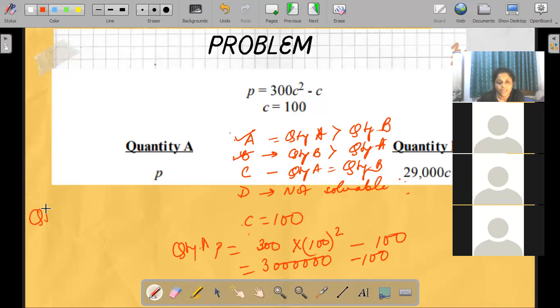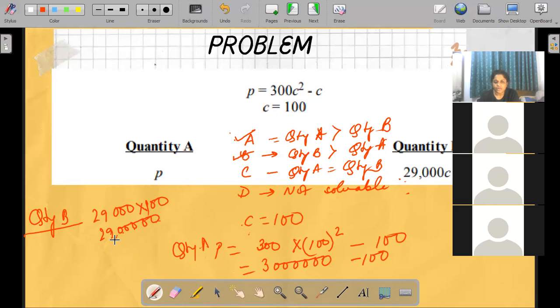Let me do quantity B here. Quantity B is going to give me 29,000 into 100. That is again 2 zeros. So I get 29, 1, 2, 3, 4, 5, so 1, 2, 3, 4, 5, 6. This is also a 7-digit number. Both are 7-digit numbers.